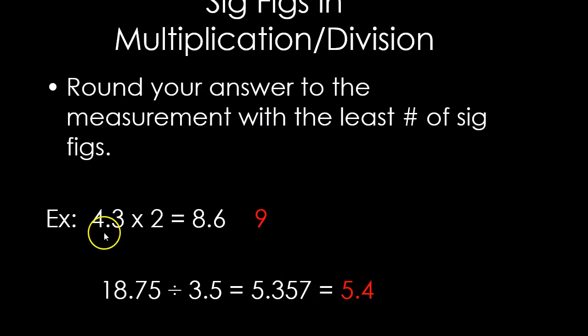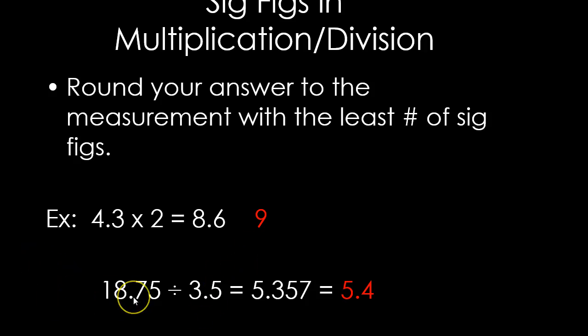Multiplication and division is the same thing. So if I start with 4.3, both of those are considered significant. So there are 2 significant digits in that measurement, and it's multiplied by 2. There's only 1 significant digit in there. So my answer has to be in the least amount. 1 is less than 2. So even though I get 8.6, I just round it to 1 significant digit. So it would round to 9. I would write that on my paper.